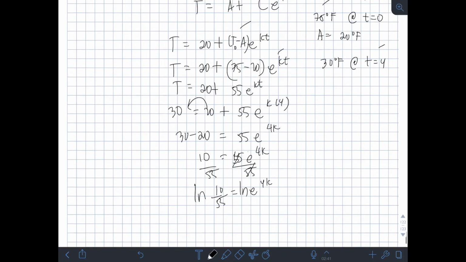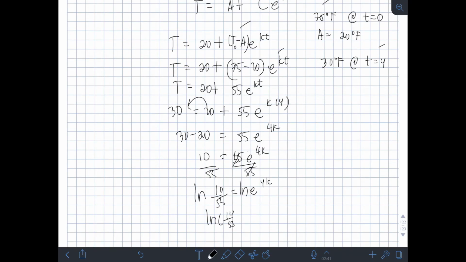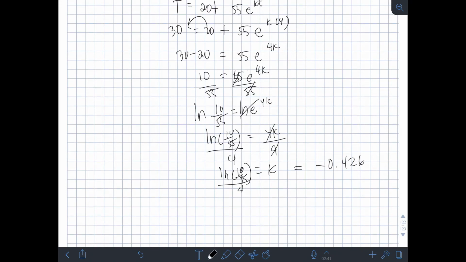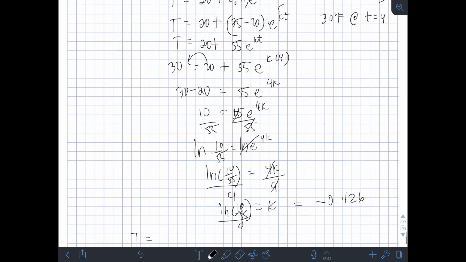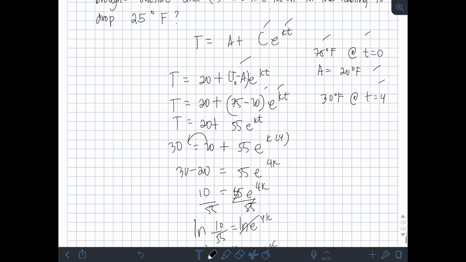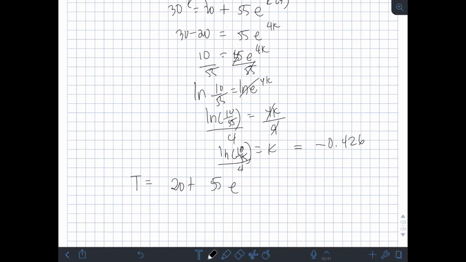Then find the natural logarithm of both sides. We have ln 10 over 55 equals, cancel si e, magiging 4k na lang. So therefore, divide both sides by 4. K is equal to ln 10 over 55 divided by 4. So, using calculator, anong masasolve nating value? Equal siya sa negative 0.426. Okay, so therefore, meron na tayong pinaka-equation ng temperature as, so, T is equal to A, 20 plus C kanina is 55, right? Then, e raised to K na negative 0.426 T.